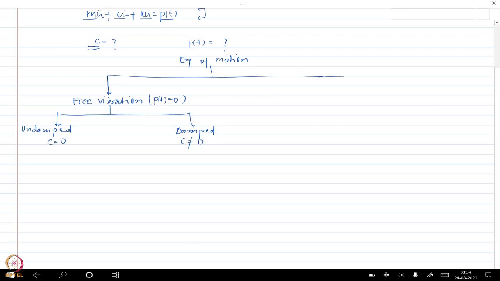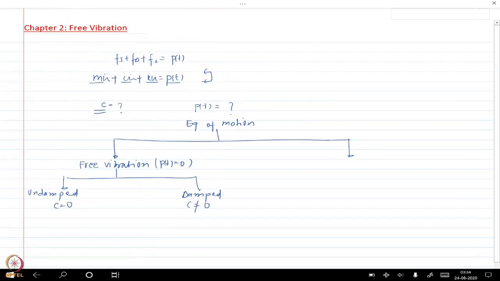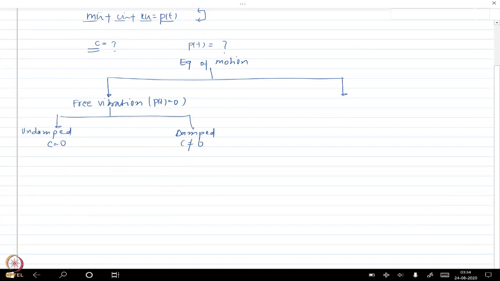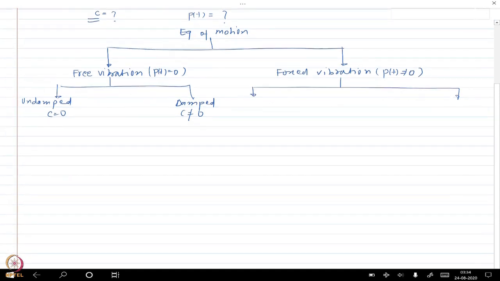In the other part, we are going to discuss not a zero value of applied force, but a non-zero value. In that case, we are going to discuss some specific cases. If we have a non-zero value of the applied force, we'll have forced vibration. Depending upon the nature of the forcing function, we're going to study a few specific cases and then a few generalized cases. So we can have harmonic motion.